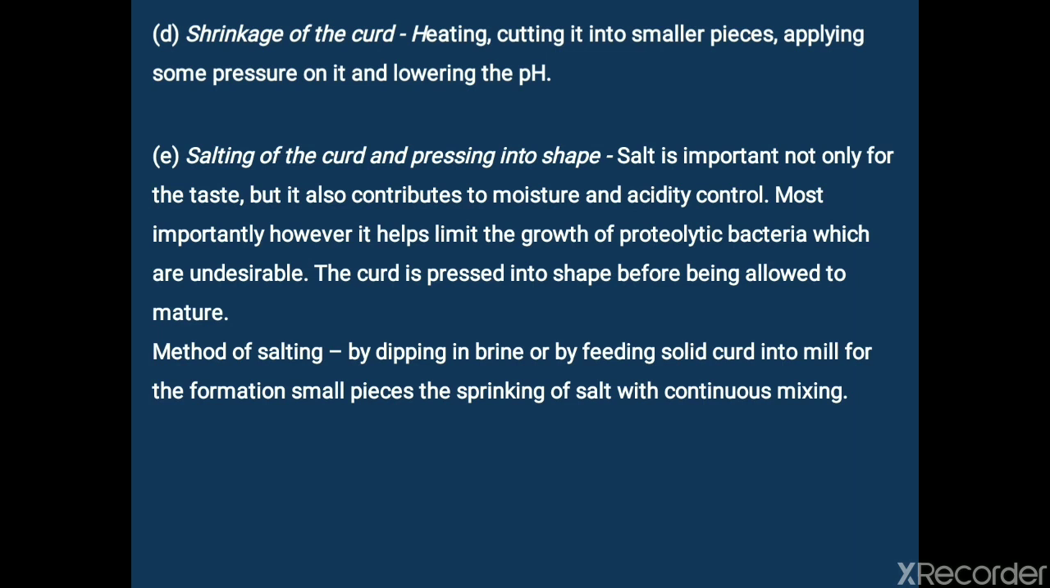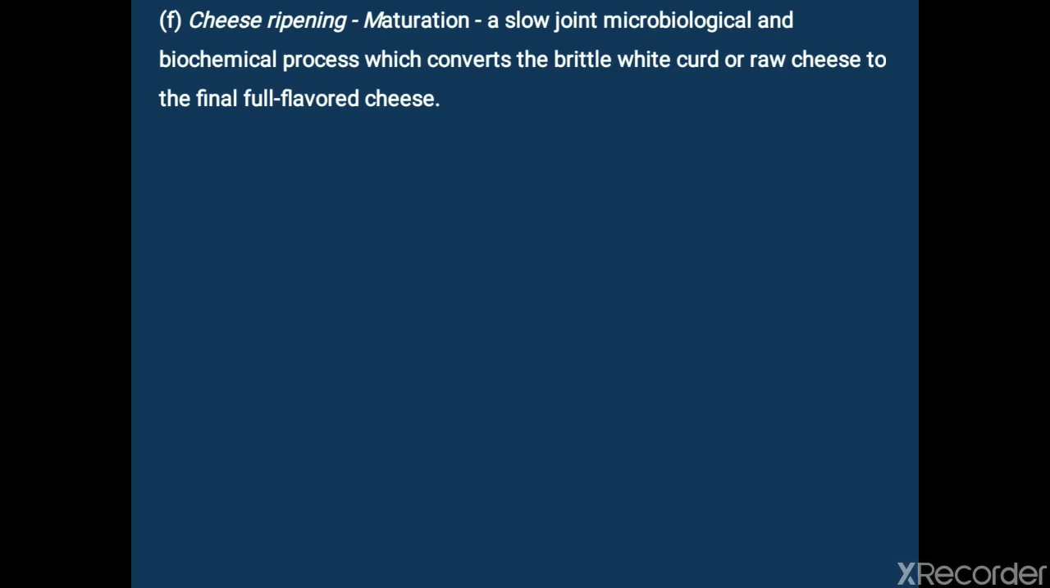There are two methods of salting. First is by dipping in brine. Brine is a salt solution. Blocks of curd are kept dipped in brine for a particular period of time. And the other method is by feeding solid curd into a mill for the formation of small pieces, and then dried salt powder is sprinkled with continuous mixing. These are the two methods of salting.